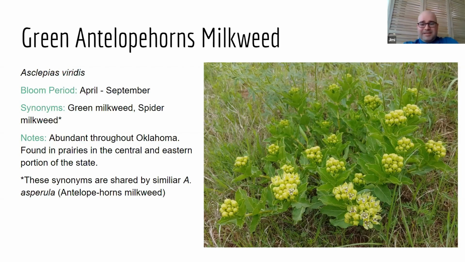It is very similar to green Antelopehorns. However, the leaf shape of green Antelopehorns is going to be more triangular and pointed and not as wide. And so a lot of people confuse the two. In Oklahoma, with our rainfall pattern, it's typically going to be the green milkweed or green Antelopehorns and not the Antelopehorns, which is Asclepias asperula.